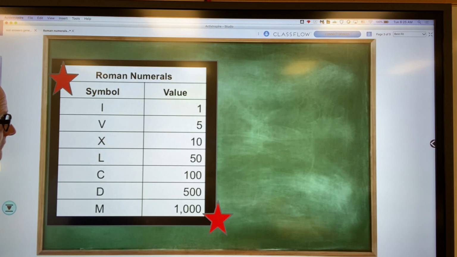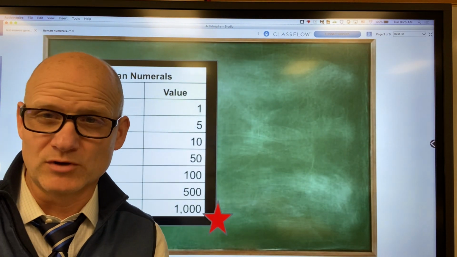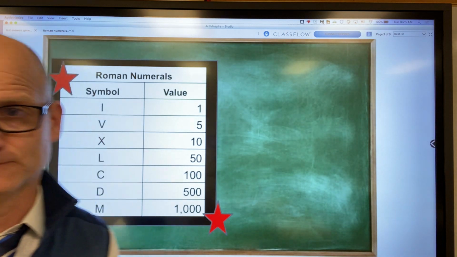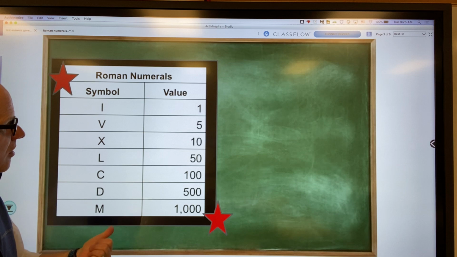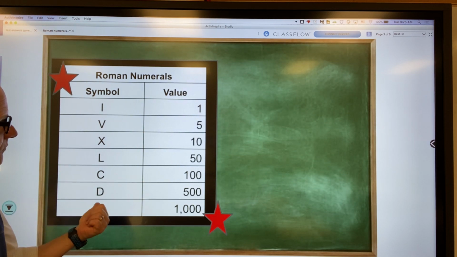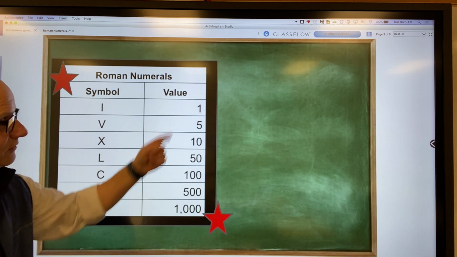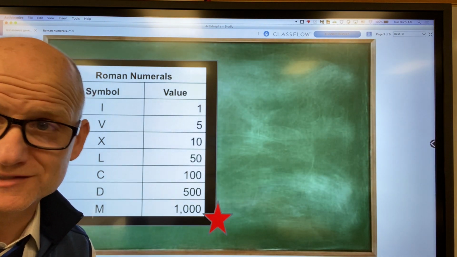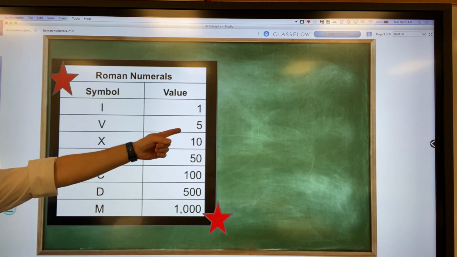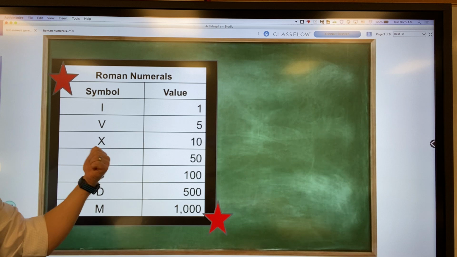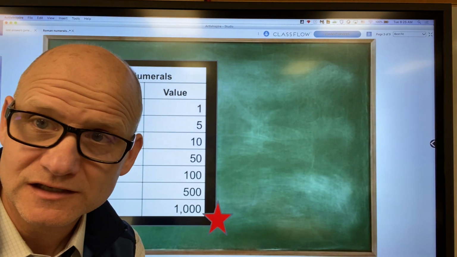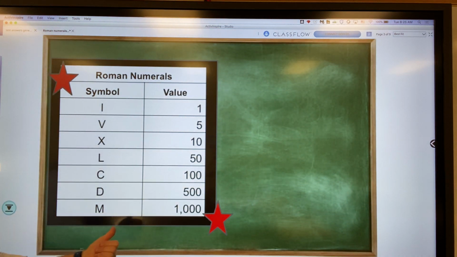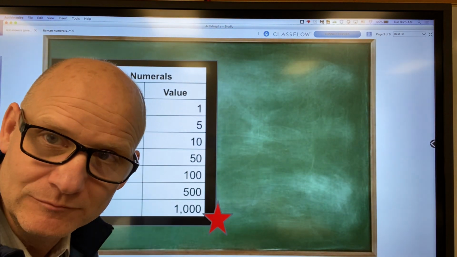Let's take some notes. The very first thing I want you to do is just write this chart down. Press pause if you need to, but write this chart down. So these are the values that these symbols represent. The Roman numeral symbol for 1 is just an I. The symbol for 5 is just a V. The X is a 10, L is a 50. C, think of century, 100. D is 500, and M, like millennium, 1,000.